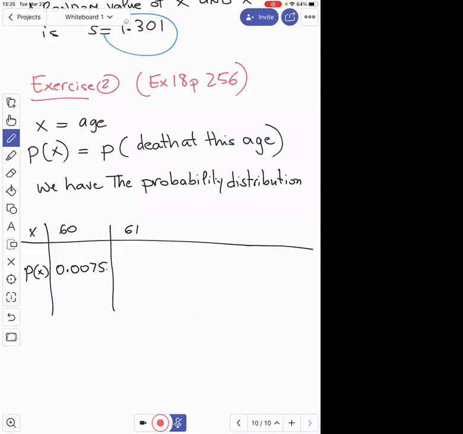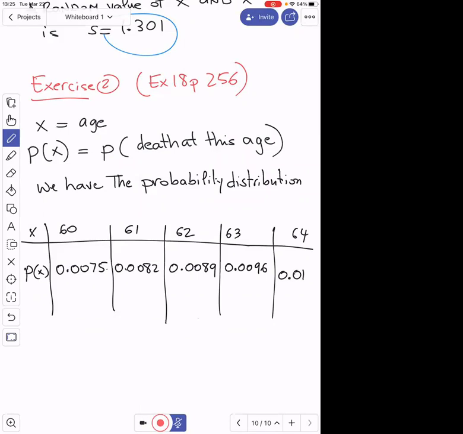So I'm going to write down the rest of the numbers. X is 62, this is 0.0089. 63, this is 0.00965. And then 64, 0.01, let's say just 01.